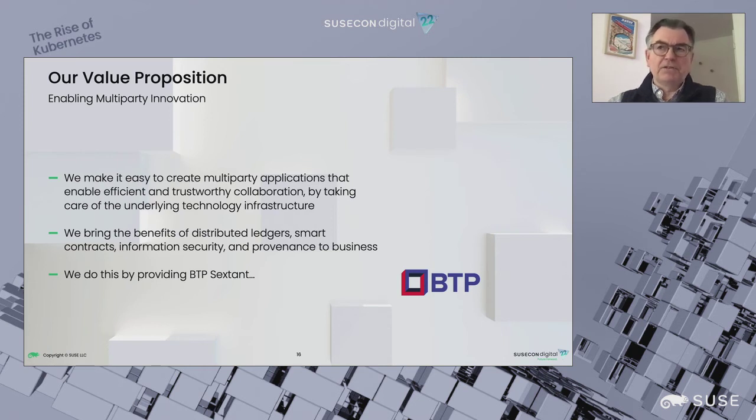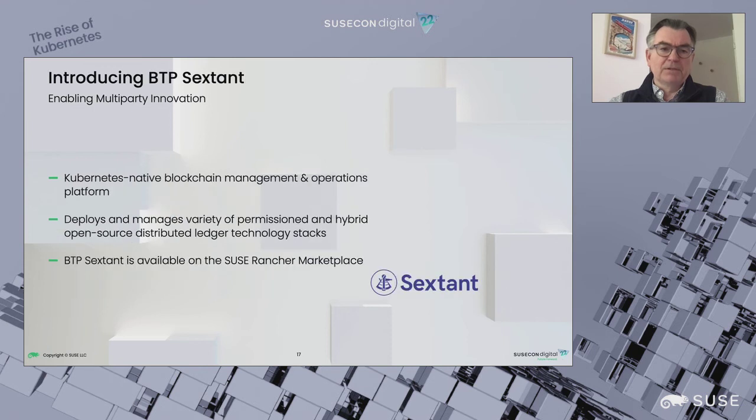The goal here is to provide a platform, again, very similar to the way in which SUSE Rancher thinks of the world, that takes care of all of the underlying heavy lifting, so that from a business standpoint, you can just get on and exploit the benefits of both distributed ledgers, smart contracts, information security, and of course provenance. So that's really what we're talking about when we talk about BTP Sextant.